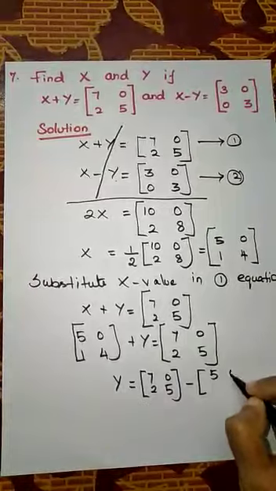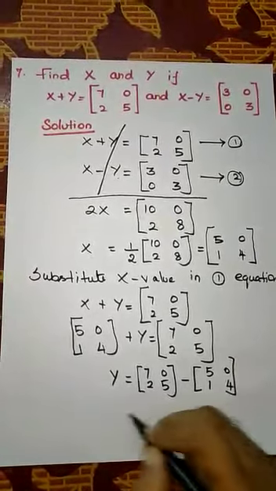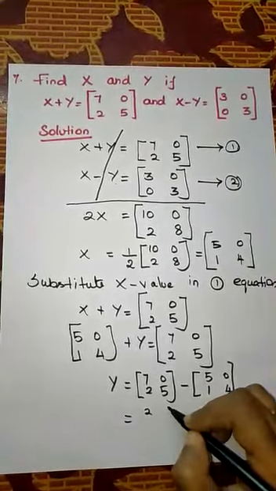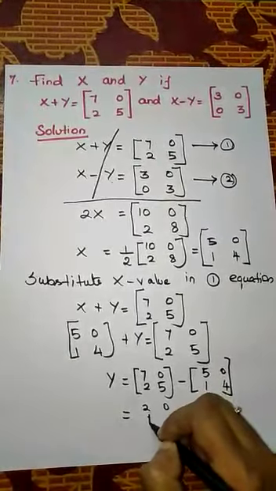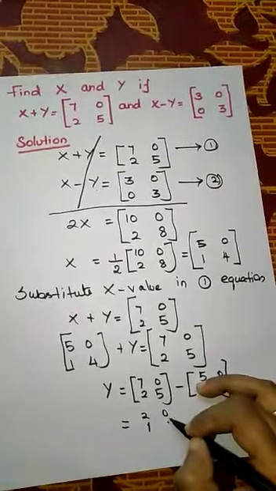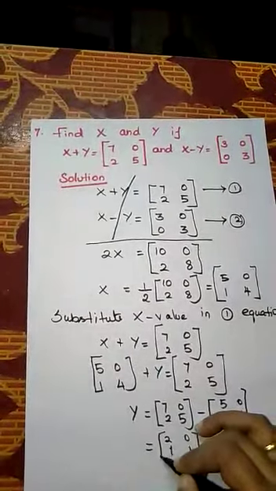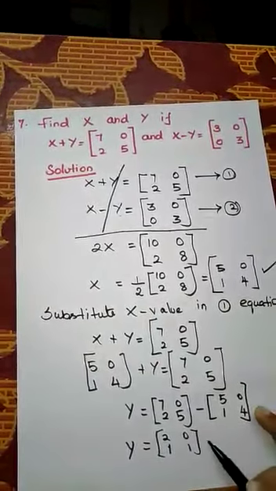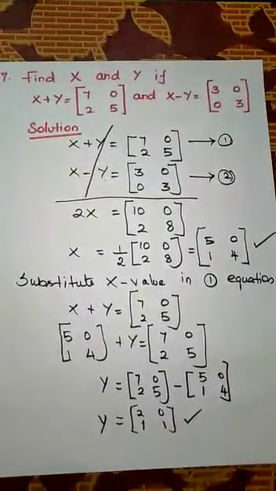So 5014. Directly subtract the two matrices. What is the answer? 7 minus 5, 2. 0 minus 0, 0. 2 minus 1, 1. 5 minus 4, 1. So the answer is 2011. This is our y value. Therefore, x is equal to 5014, y is equal to 2011. This is our x and y value. That's all.